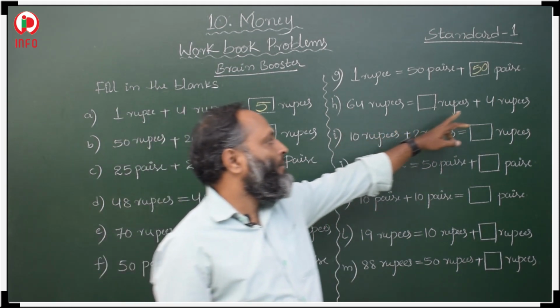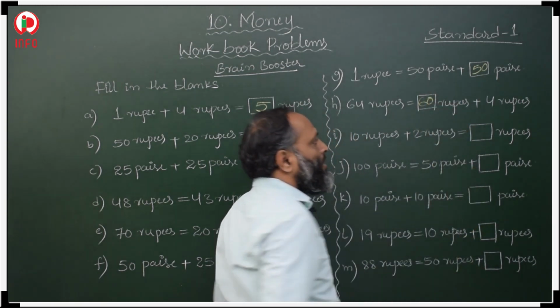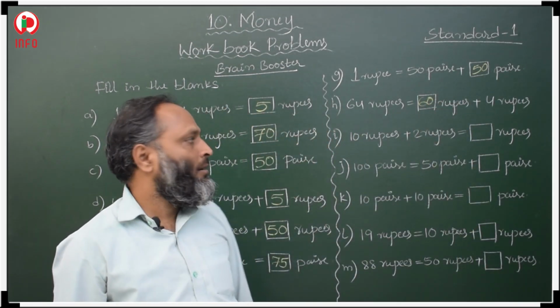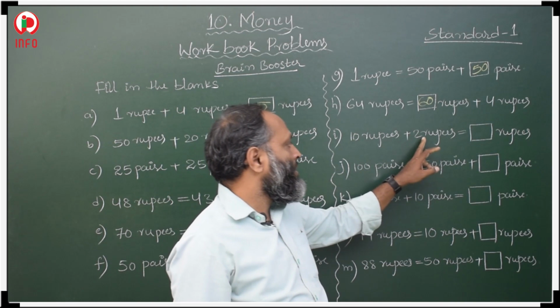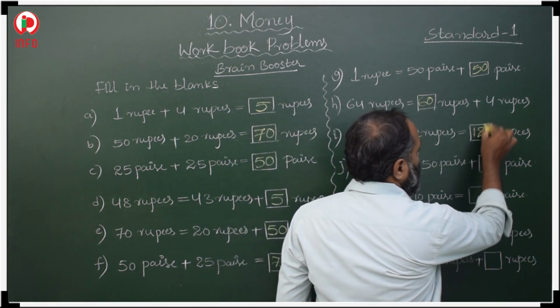64 rupees is equal to 60 plus 4, 64 rupees. Now 10 rupees plus 2 rupees, 10 plus 2 is 12 rupees.